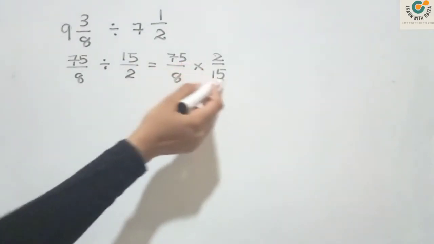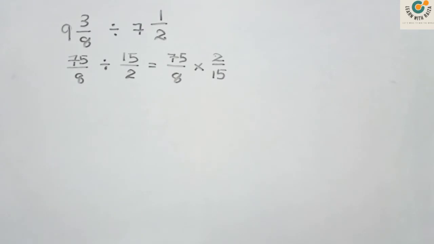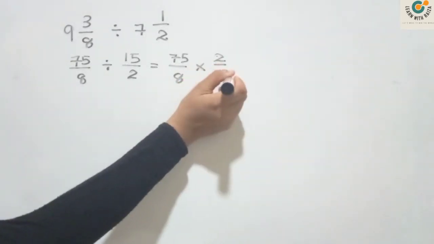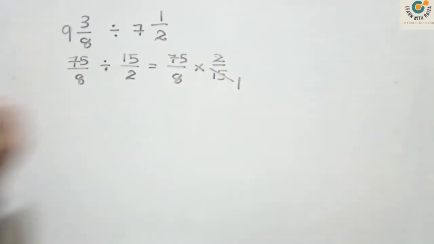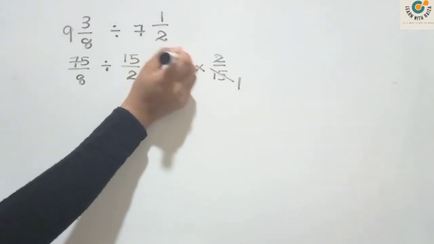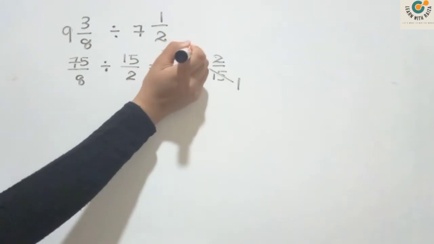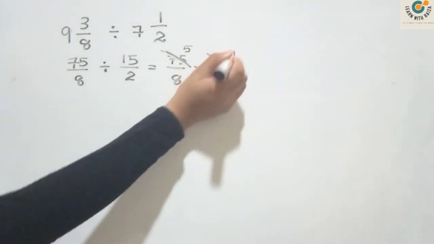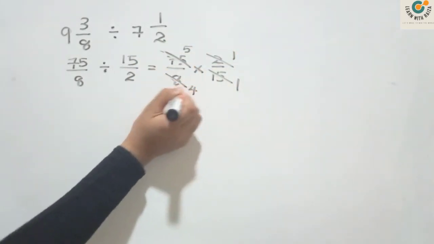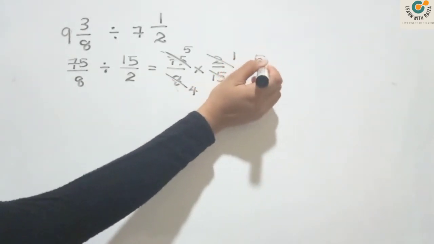And you can see the last digit 5, which means you can cancel them by the 5 times table or even the 15 times table. So 15 divided by 15 is 1. 75 divided by 15 you are getting 5. 2 divided by 2 is 1. 8 divided by 2 is 4. The final answer would be 5 over 4.